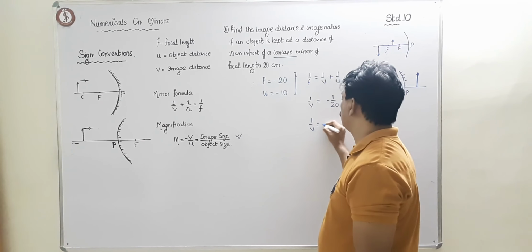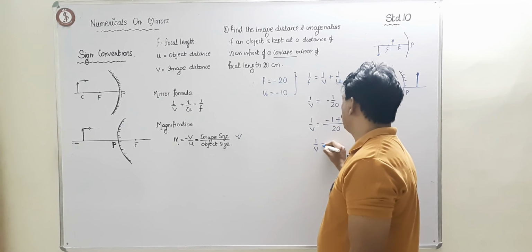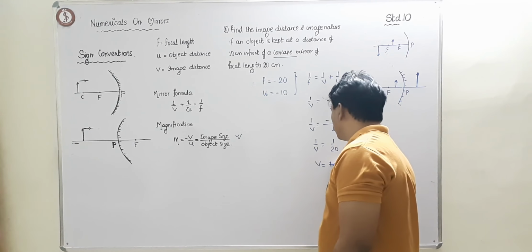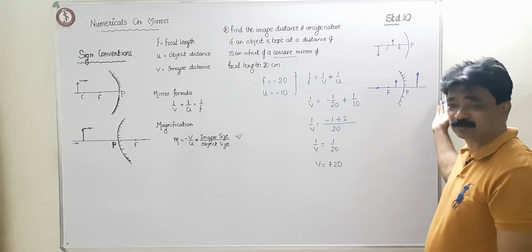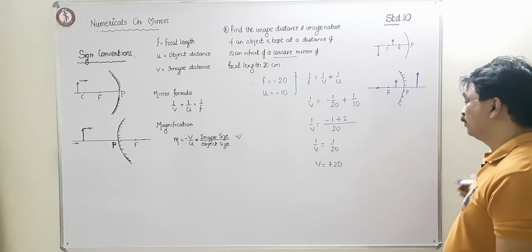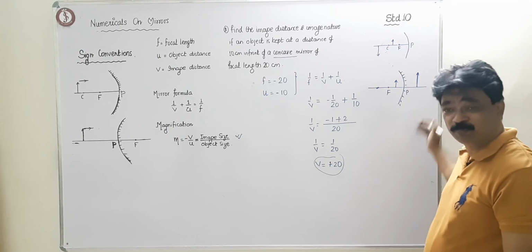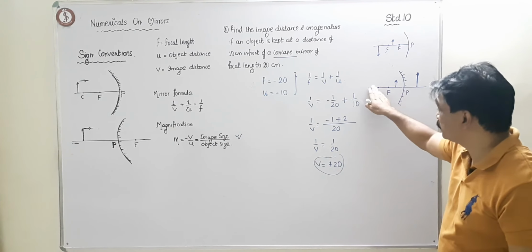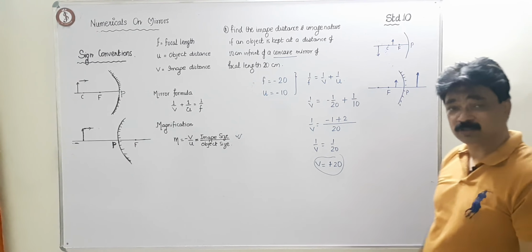So 1 by V is equal to 1 by 20. See, our answer is coming plus 20. Sachin, which side will be the image? Yeah, it will be ahead. Very good. So it is positive, which means it will be ahead of the pole. So our answer is correct. See, here also the situation tells object is minus because the object is on this side, and if it is plus, the image is on the other side.